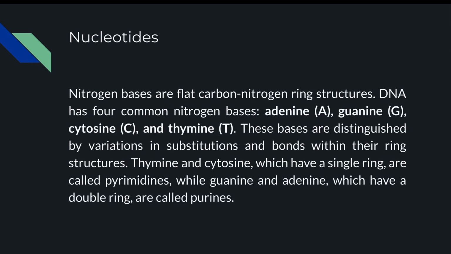Nitrogen bases are flat carbon-nitrogen ring structures. DNA has 4 common nitrogen bases, namely adenine, guanine, cytosine, and thymine. These bases are distinguished by variations in substitutions and bonds within their ring structures. Thymine and cytosine, which have a single ring, are called pyrimidines, while guanine and adenine, which have a double ring, are called purines.